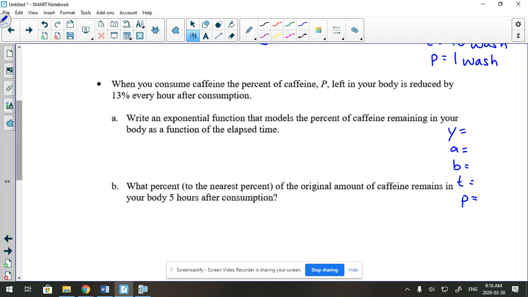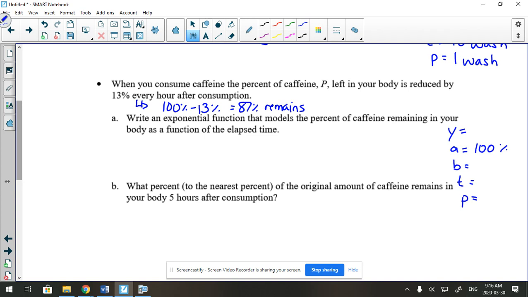So you started out with 100% of the caffeine in your body. As soon as you drank that coffee, you have 100% of the caffeine in your body. After 1 hour, it's reduced by 13%. That means only 87% will remain. So often with percentages, you're going to have to do a little extra side work and either add or subtract something, depending on the wording. It's not always the case.